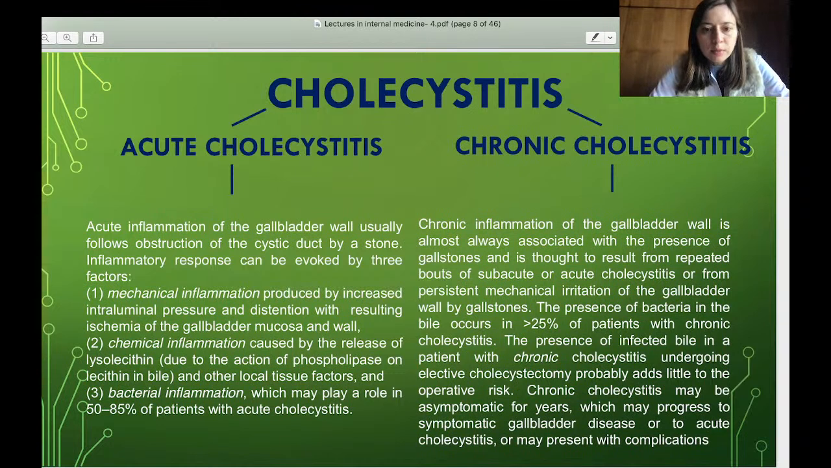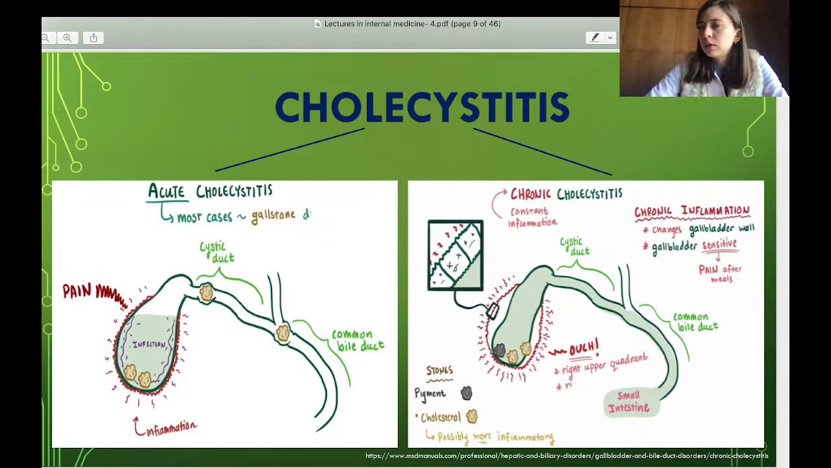Chronic cholecystitis may be asymptomatic for years, may progress to symptomatic gallbladder disease or to acute cholecystitis, or may present with complications. Okay, and on this picture you may see what happens with a patient when they have acute cholecystitis or chronic cholecystitis.